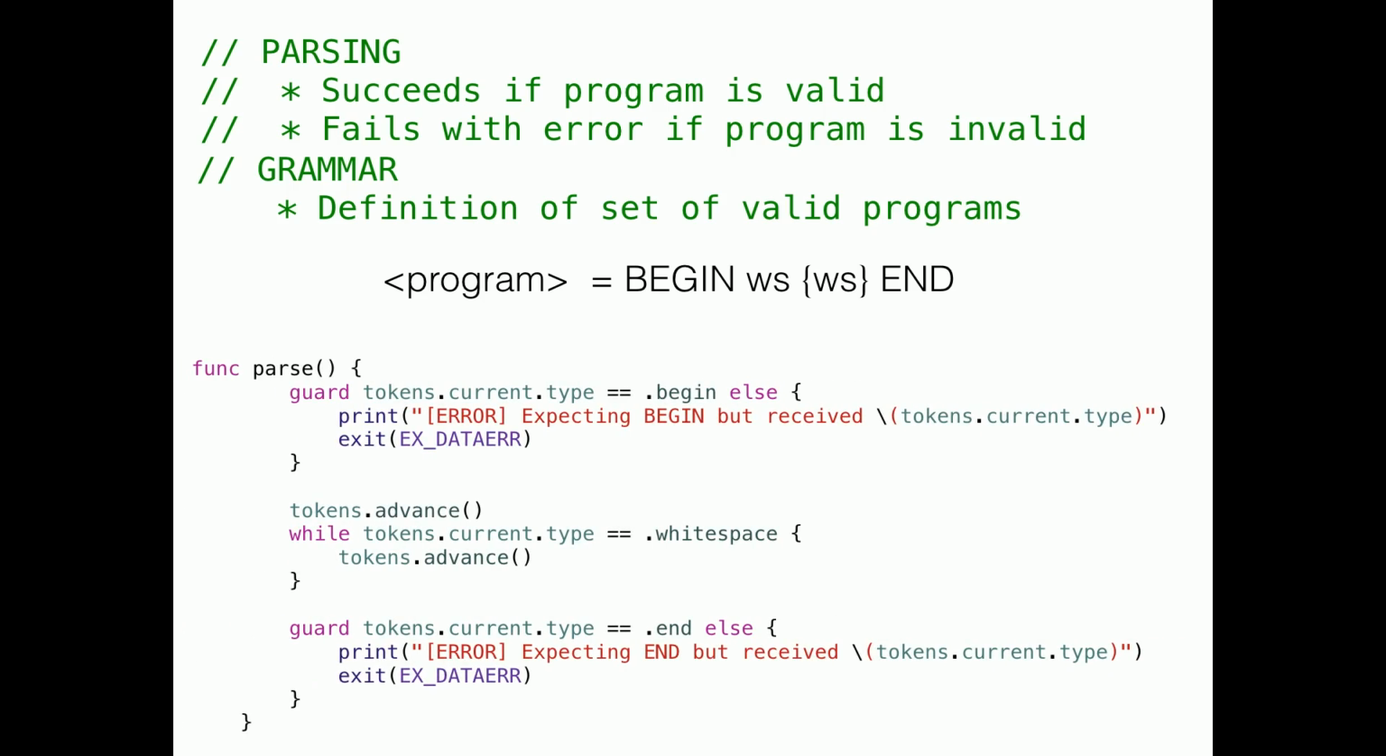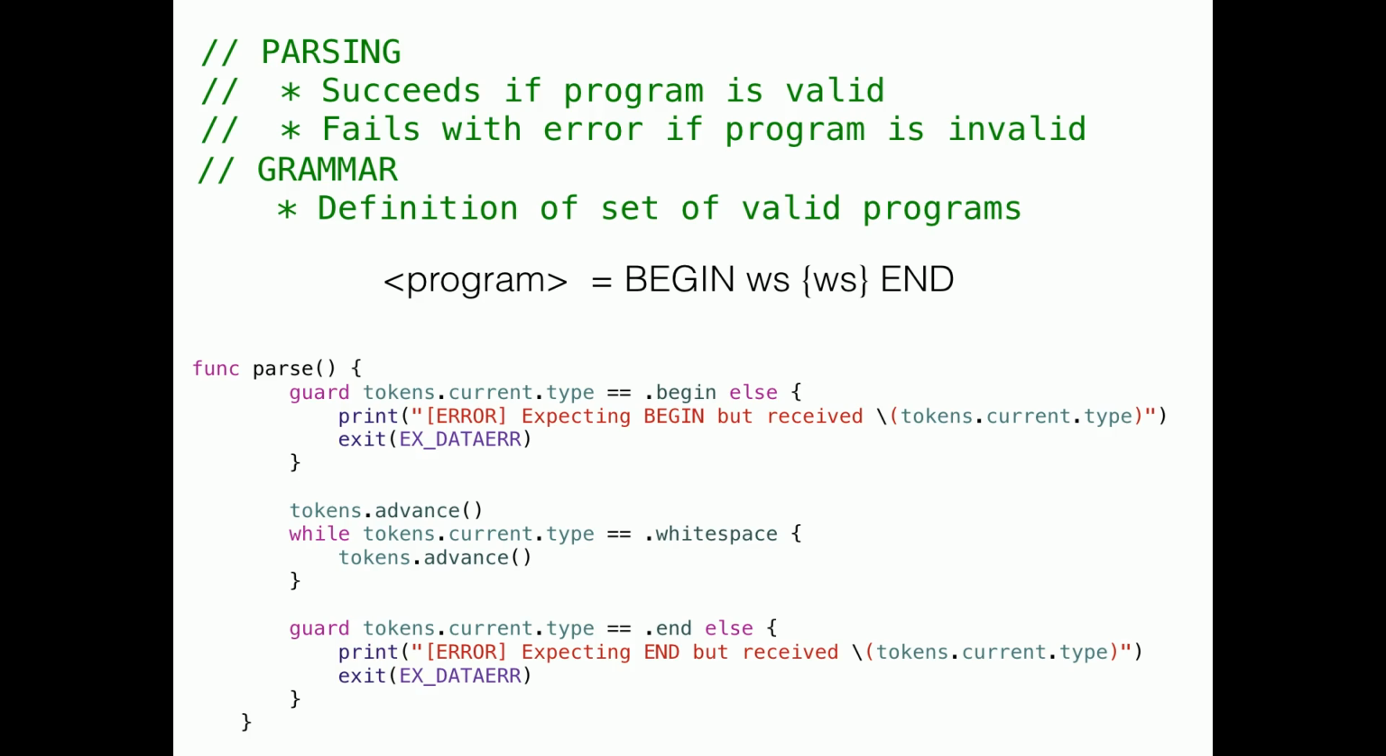So here is a straight hard-coded version of a parser that will succeed if it gets a valid Bitsy null program and fail otherwise. What I've done is I've used guard statements, saying if the current token's type is a begin keyword token, then we're good, we can continue. But if it's not, then I want to throw an error out to the user, and I want to cease the compilation process, because this isn't a valid program that we can compile. After I have matched on that begin token, I can then advance over one white space token and any subsequent white space tokens. And finally, I use another guard statement to ensure that my final token is the end keyword.